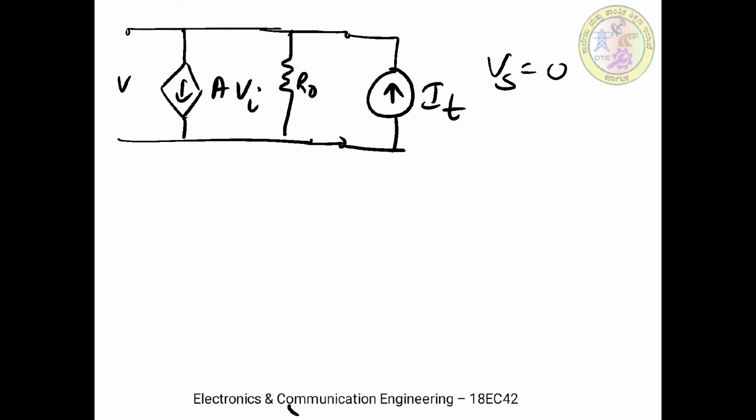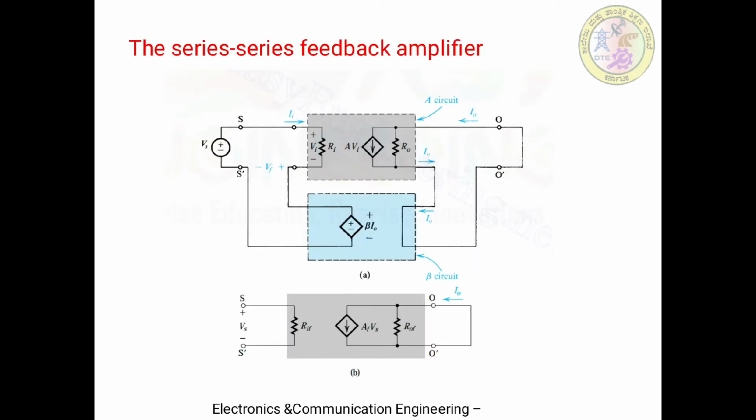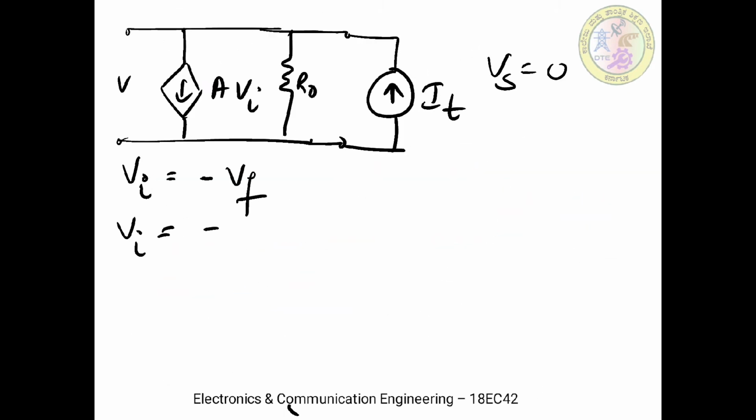So by referring to this circuit, we can write that Vi is equal to minus Vf. This is the reason that Vs is equal to 0. But Vi is also equal to, what is the feedback here? Vf. Vf is nothing but, by referring to the equivalent circuit, it is beta into I0. So we will substitute that here. Vf is nothing but beta into I0. But I0 is nothing but our test current IT. Therefore Vi is equal to minus beta into IT.